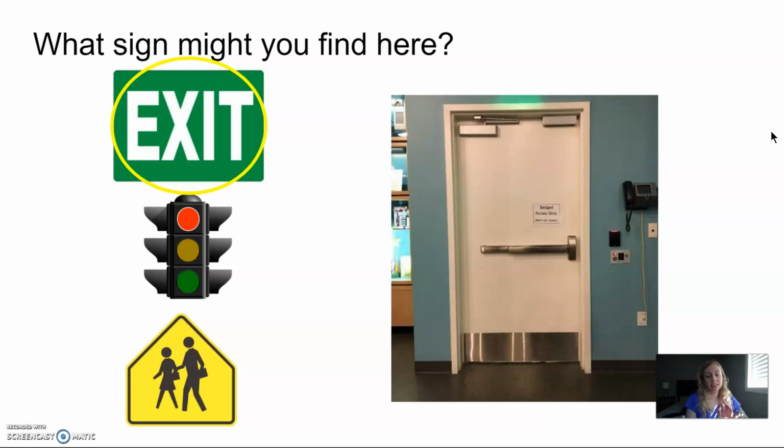If you chose the exit sign, you would be correct. We are not outside, so the red light sign does not make sense. And the school zone sign doesn't make sense either. We don't know if we're in a school. This is also not outside. So the exit sign makes the most sense. It would normally be above this door up here, notifying you that this is how you can leave the building.